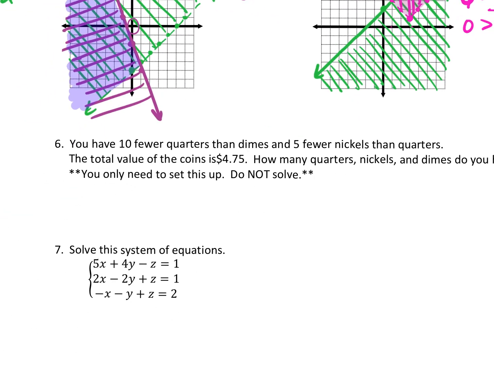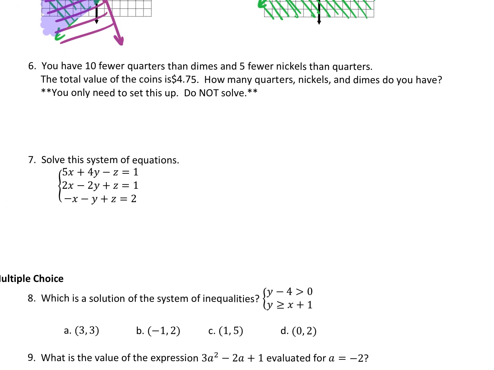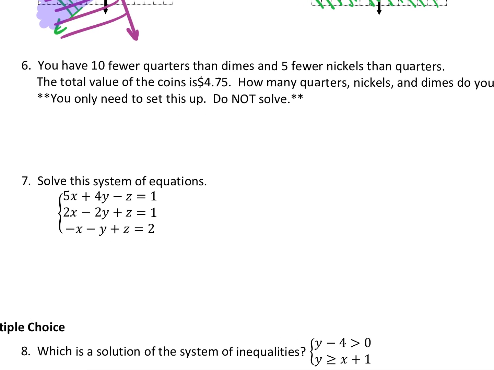Okay, number 6. You have 10 fewer quarters than dimes and 5 fewer nickels than quarters. Total value of coins is $4.75. How many quarters, nickels, and dimes do you have? You only need to set this up. You don't need to solve it.